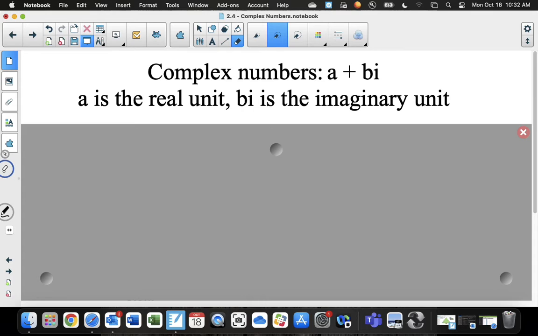What I will tell you is every number that is out there is a complex number. This is the biggest group of numbers that there is. Even something as simple as the number 5 is a complex number, because I could write it as 5 plus 0i, meaning I've got the real part and no imaginary part. Negative 3, same thing. I could write it as negative 3 plus 0i. Therefore, complex number.